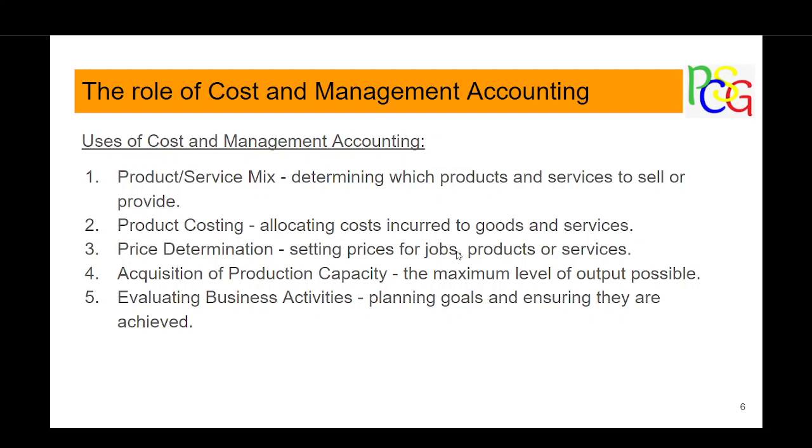So price setting is basically what that is saying. And the fourth use I have here is acquisition of production capacity, and I have here the maximum level of output possible. Businesses will have differing capacities, basically how much goods they can produce within a certain time frame, according to their size and the technology they have available, and so on and so forth. The accounting information provided by this particular branch can help us determine what our production capacity is.